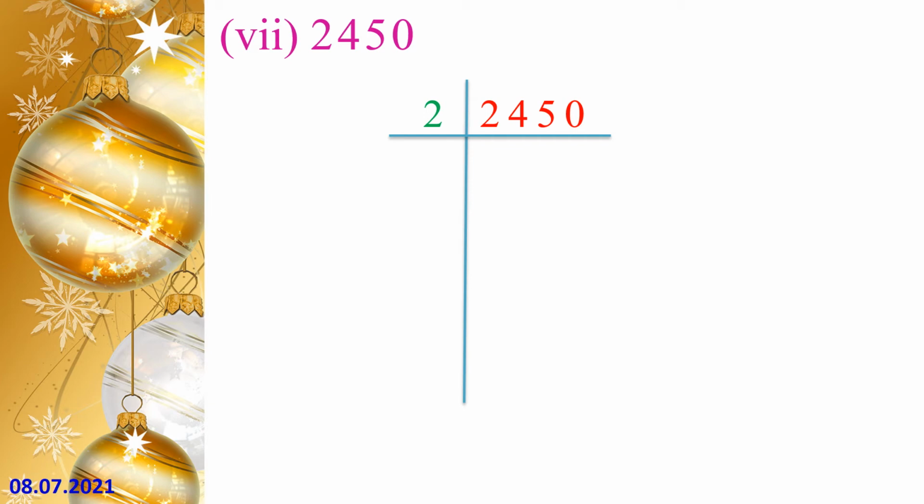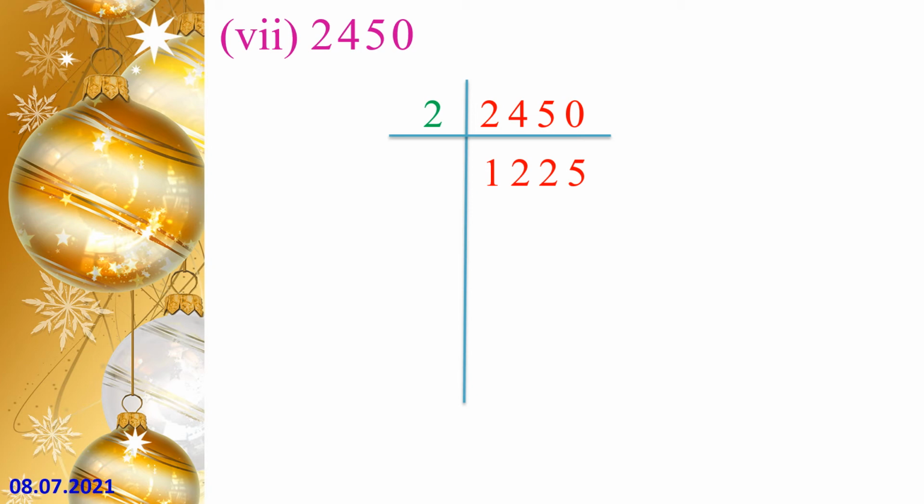2450 divided by 2, we get the quotient as 1225. Okay, so now it is not divisible by 2. So next, the prime number is what? 3. So let us check whether it is divisible by 3 or not. 5 plus 2, 7. 7 plus 2, 9. 9 plus 1, 10. So 10 is not a multiple of 3. So it is not divisible by 3.